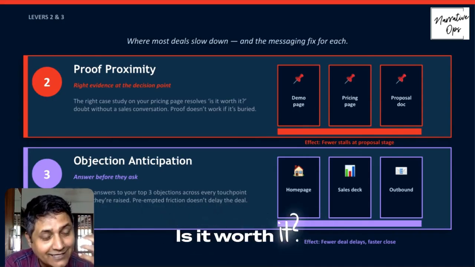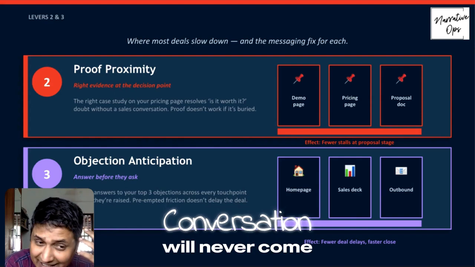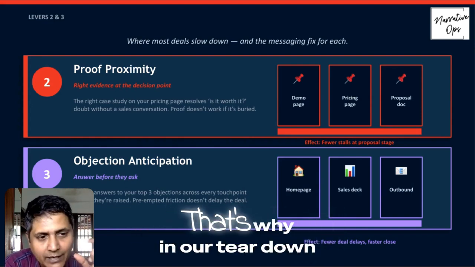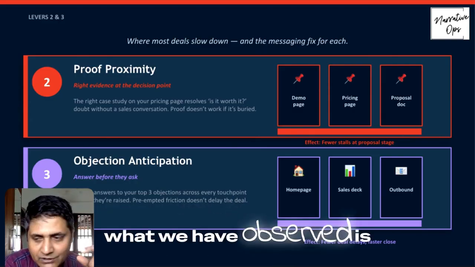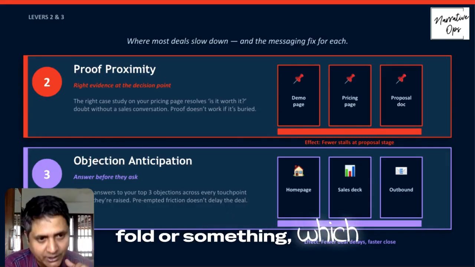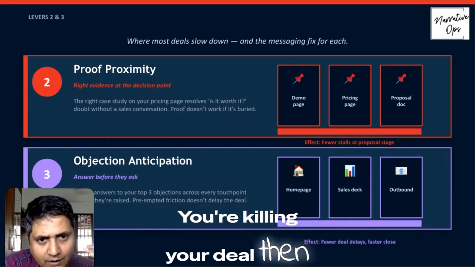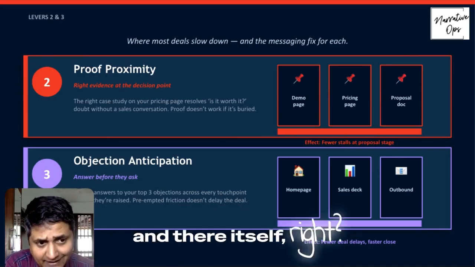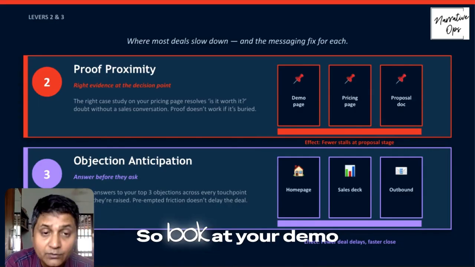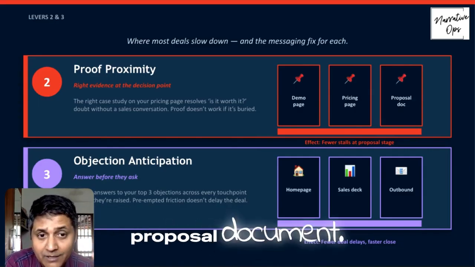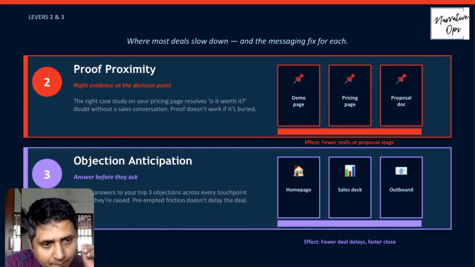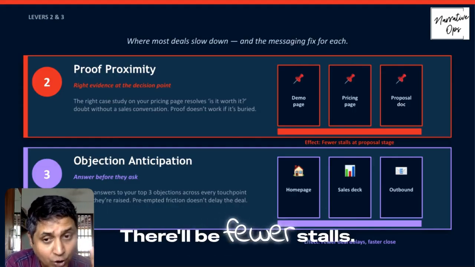Then the "is it worth it" conversation will never come into the picture, right? Proof, if it is buried, that's why in our teardown, what we have observed is most SaaS firms put the proof somewhere after the third fold or something, which is really a crime, right? You're killing your deal then and there itself, right? So proof doesn't work if it is buried. So look at your demo page, pricing page, proposal document. Your proof needs to be at the right place. So the effect will be that at the proposal stage, there will be fewer stalls.